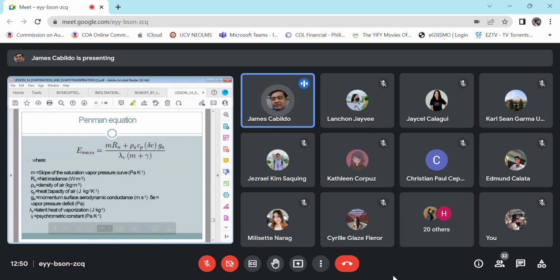And then C sub P is the specific heat in joules per kilogram Kelvin. G sub A is the momentum surface conductance in meters per second, while delta E is the vapor pressure deficit in Pascal. Lambda sub B is the latent heat of vaporization, and gamma is the psychrometric constant, Pascal per Kelvin. So if we know these things, if you have data on these things, then we can determine the mass of evaporation. So that's Penman equation.